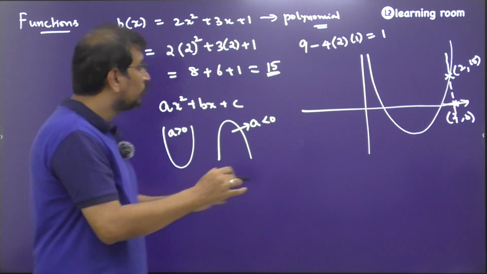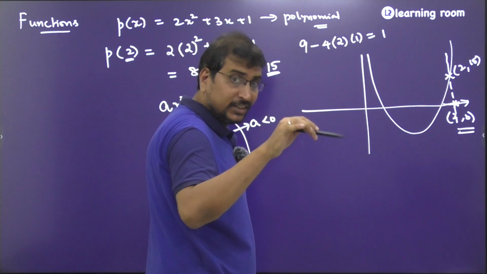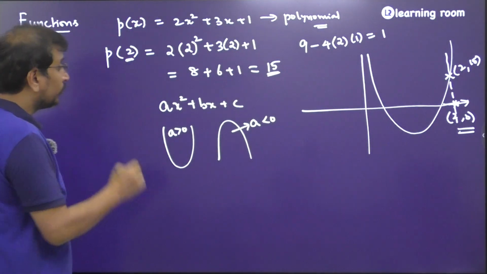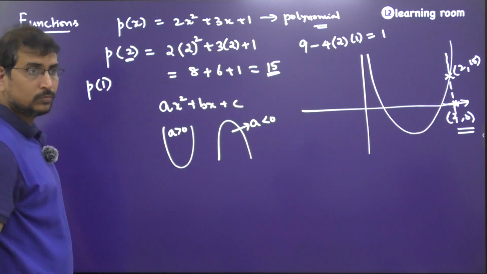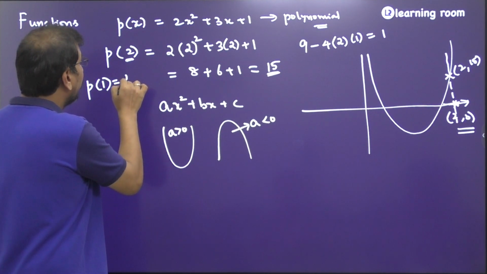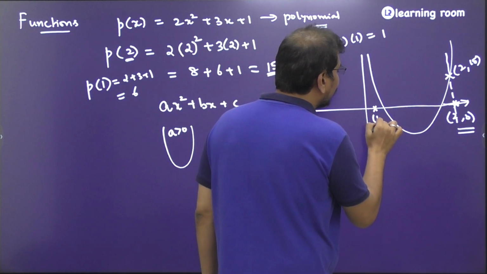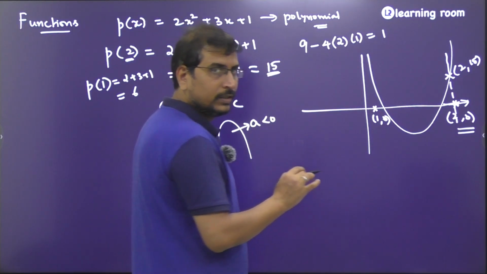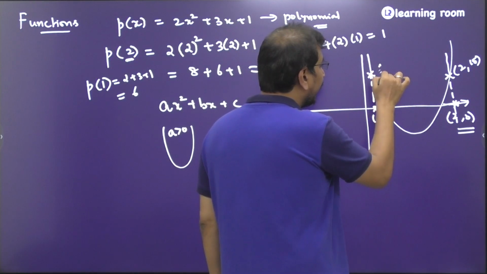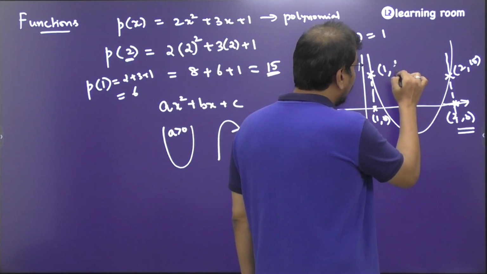Am I clear with this? So, for this shape, at the point 2, when the x coordinate is 2, what did I get as the corresponding y coordinate? 15. Suppose I have P of 1. What is the answer going to be? So 2 plus 3 plus 1, how much is it going to be? 6. For example, I don't know where that point is. Suppose this is 1, 0, random points. Then what is the meaning of this? If I draw a vertical line, then the vertical line will construct a point which is going to give me 1, 6.